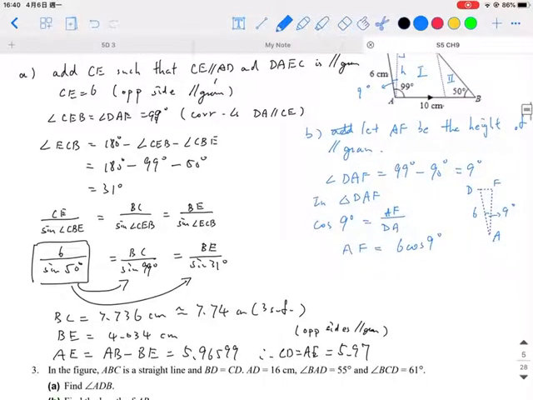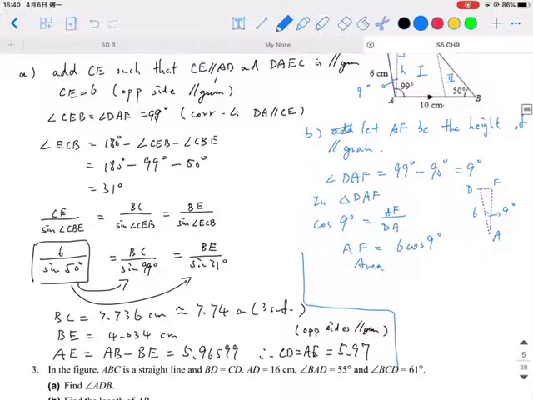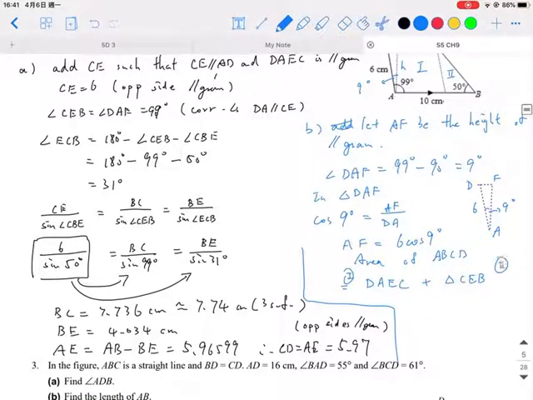Okay, so we can find the area of ABCD, which should be the first one, the area of parallelogram DAEC, plus the second one, the area of triangle CEB. So the height is this one, 6 cosine 9 degrees, times the base AE, and then plus the height times the base BE this time, which is equal to 47.3 cm squared. So it's a little bit long for question number 2, okay?